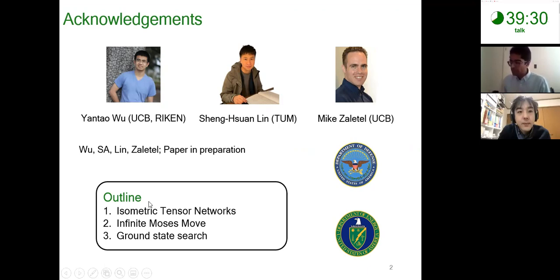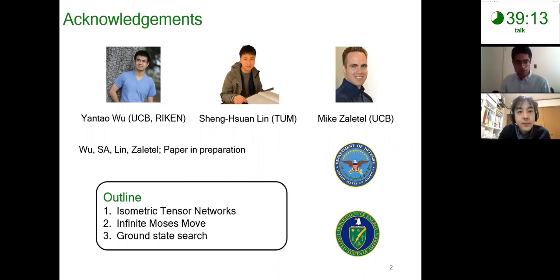This talk will have three parts. The first part is just to introduce isometric tensor networks first in their standard 1D form that we all are probably familiar with, and then go on to the finite 2D form, and then I'll introduce what needs to be done to get to an infinite strip geometry.